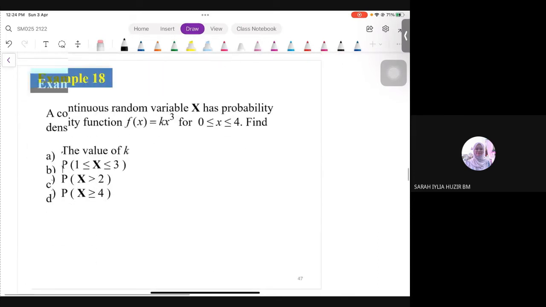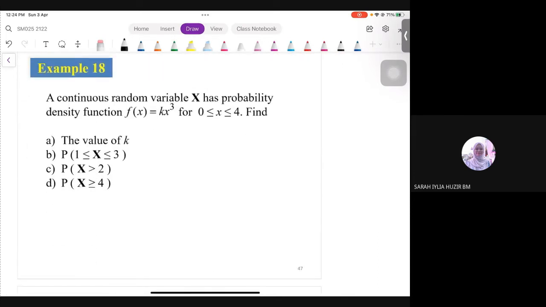So next one, example 18. We have a continuous random variable. Okay. And it is actually a probability density function. But we have a problem now because we have a constant in our function because our function is kx cubed and it's valid from 0 up to 4. So from the first problem, we have to find value of k.